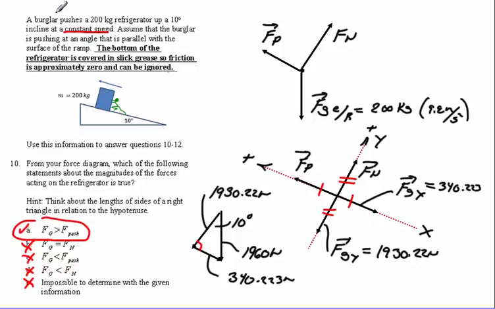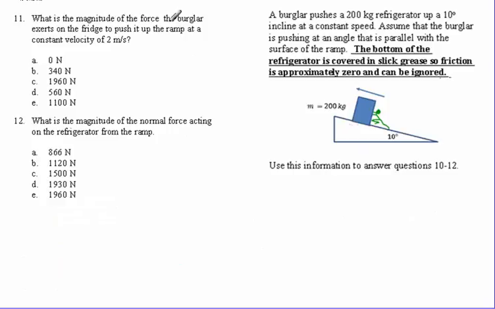Now, since we already have these values, we can do the other ones very quickly. It says, what is the magnitude of the force the burglar exerts on the fridge as it pushes it at 2 meters? Now, this means nothing.